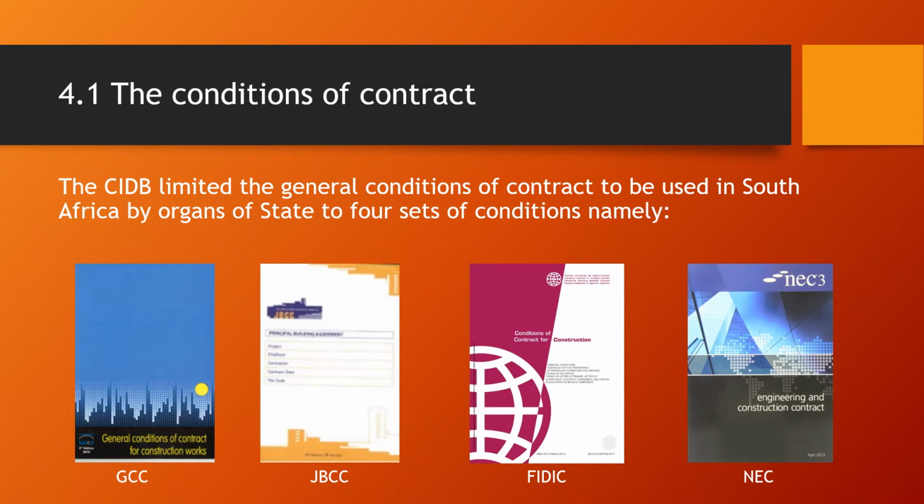And then the NEC is usually used for electrical contracting. So you'd find that if you're an ESKOM contractor, the conditions of contract that you'd be dealing with as far as ESKOM works is concerned, that would be the NEC. Okay, next up we're going to be looking at the drawings.